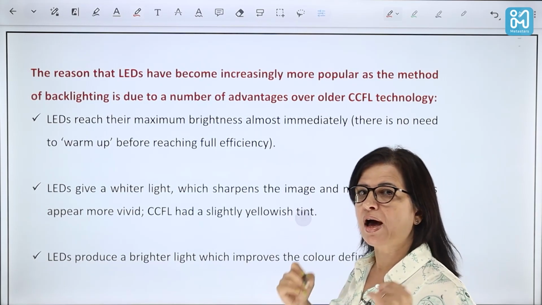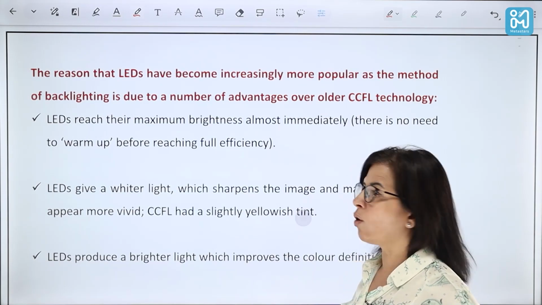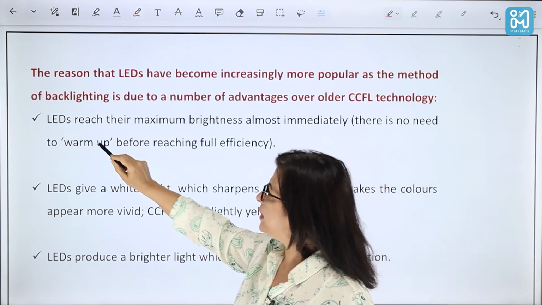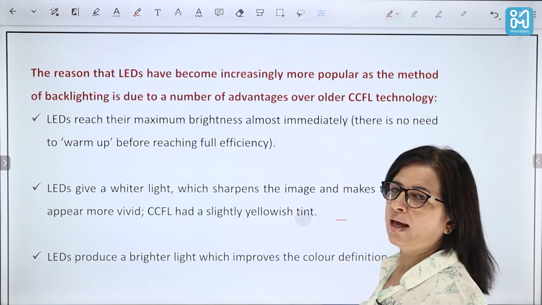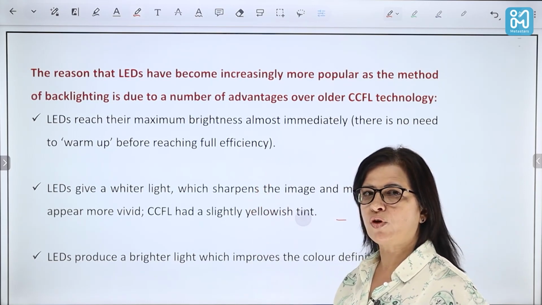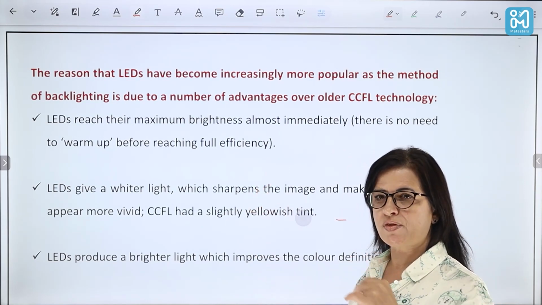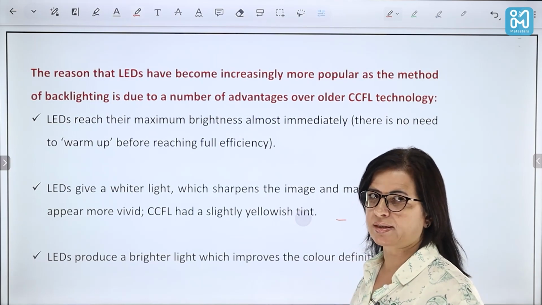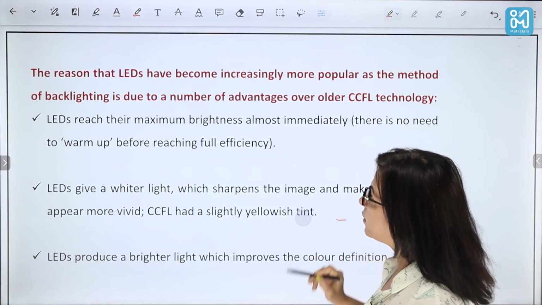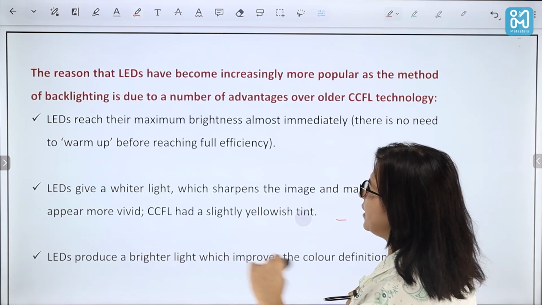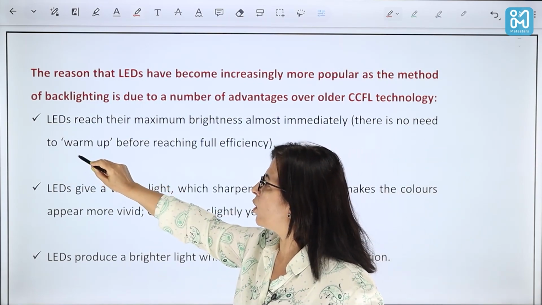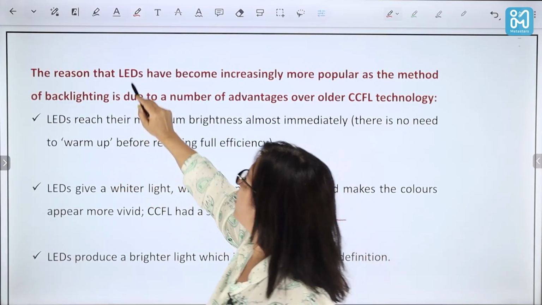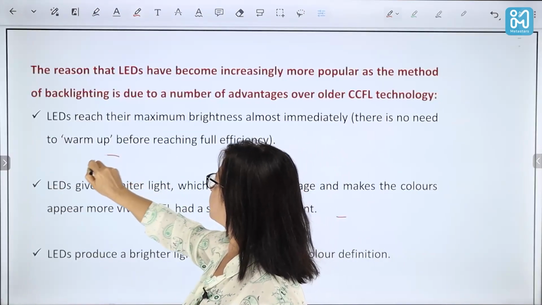This gives many benefits over the old one. What is that? LEDs reach their maximum brightness almost immediately. The cold cathode fluorescent tube takes time to give full brightness because it needs time, but LED gives maximum brightness directly. There is no need to warm up, while the old one needs to warm up the lamp.